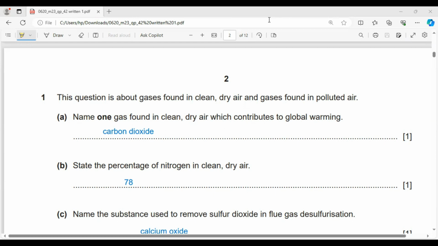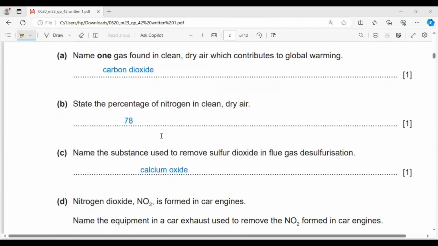Name one gas found in clean dry air which contributes to global warming. Now here in the question they have clearly given a hint that it causes global warming. So the gas which will be present in clean dry air will be carbon dioxide. Next is state the percentage of nitrogen in clean dry air. We know that it is around 78%.